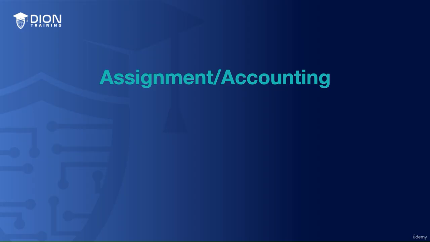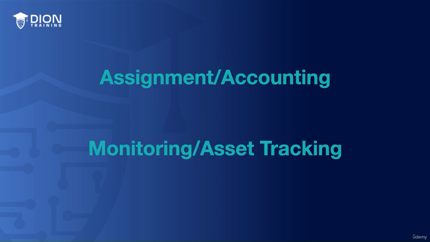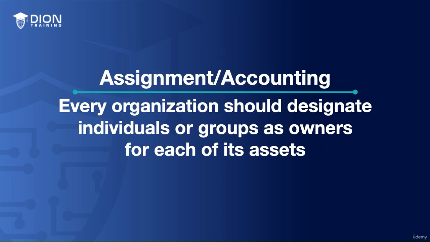Now, asset management is really focused on two main areas: the assignment of and accounting for the assets, and the monitoring and tracking of those assets. Now, first, let's take a look at the assignment or accounting of those assets. Each asset for the organization has been assigned to a person or group of people who are going to be known as the owners of that asset.